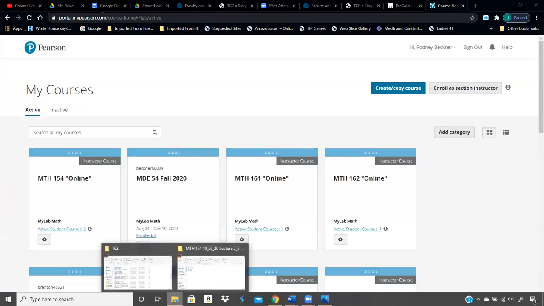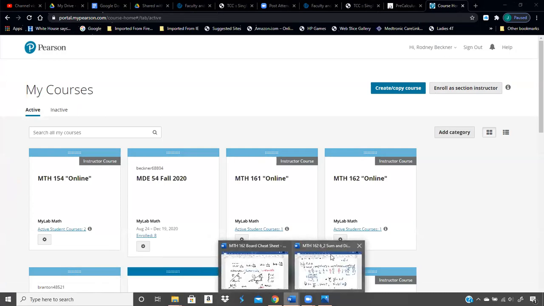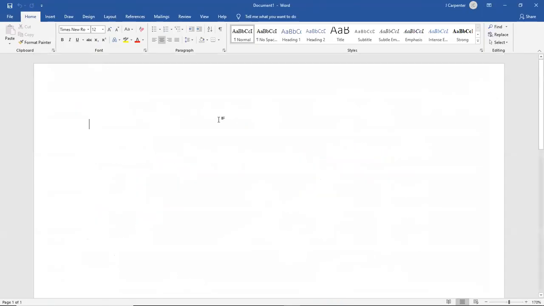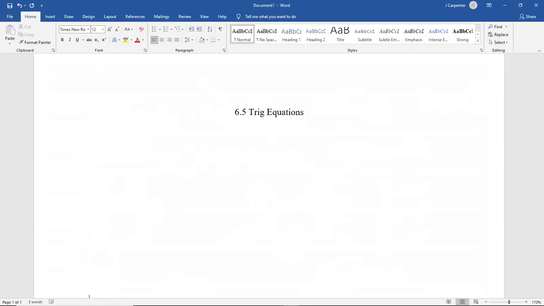So with that being said, let's start out 6.5. Trig equations. So lots of space.